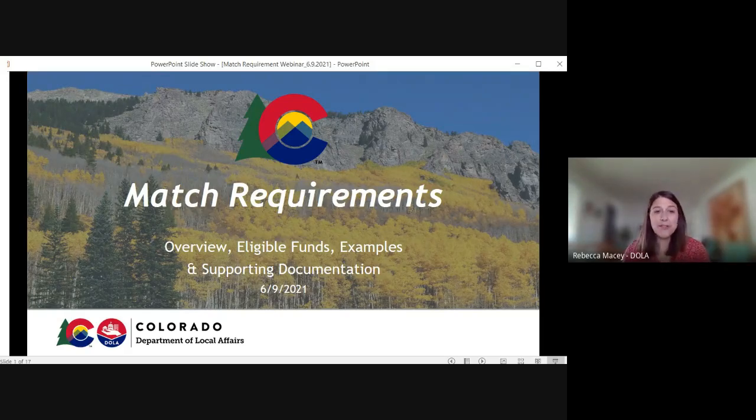Great. Good morning, everyone. So today we are talking about match requirements. We're going to do an overview of all the different funding sources that require match, as well as the eligible funds examples, and then supporting documentation needed to be submitted when you submit a DOH funding application.